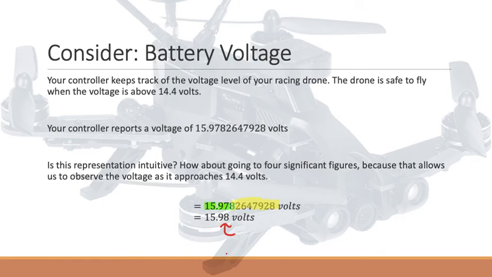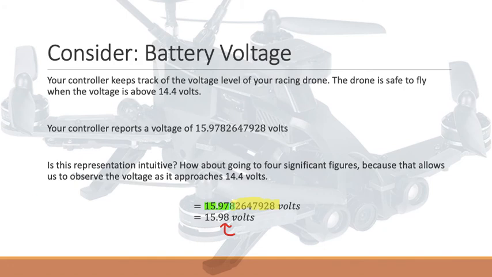So again, in this case, it's all about intuition. You have to decide which numbers are actually meaningful in the calculation, and in this case it was just 4 significant figures, or if you really wanted to, you could say you only need 3 significant figures.